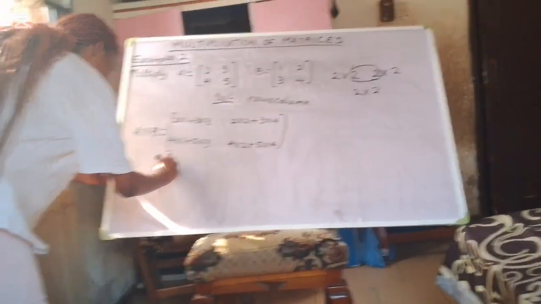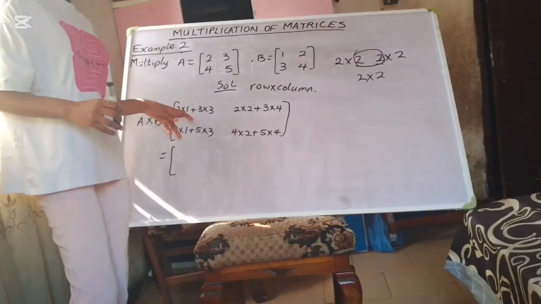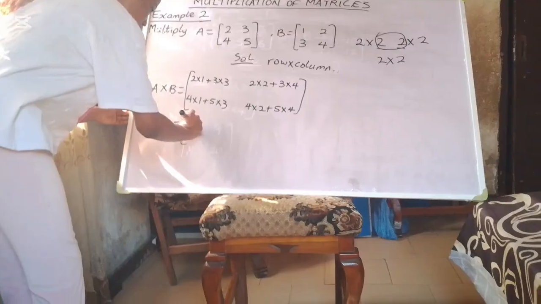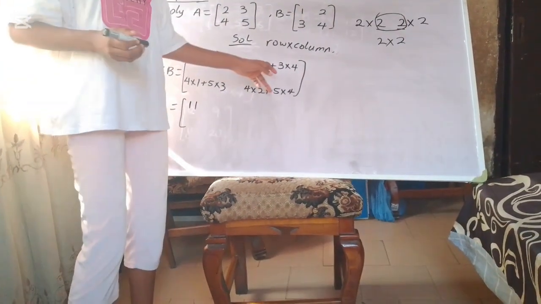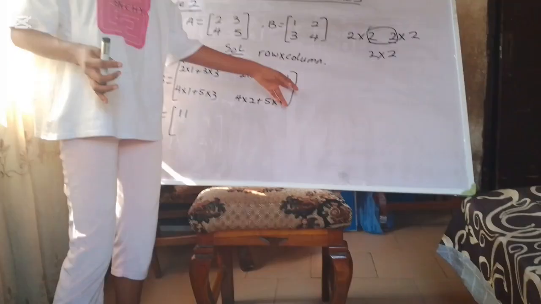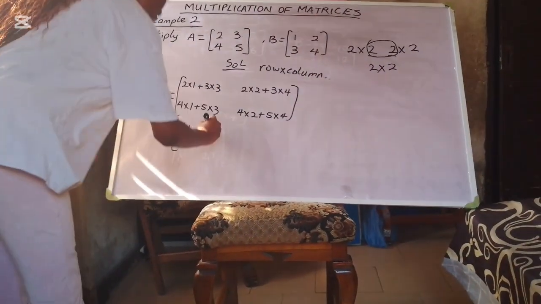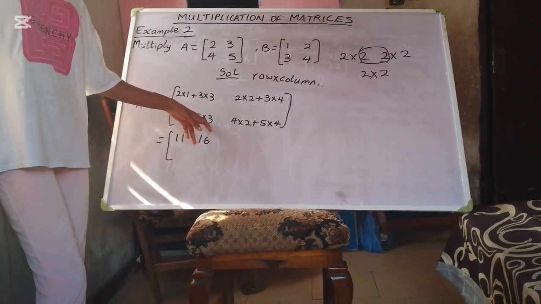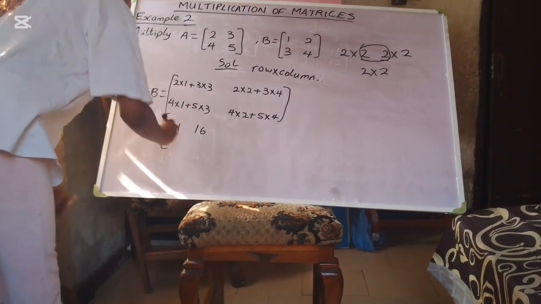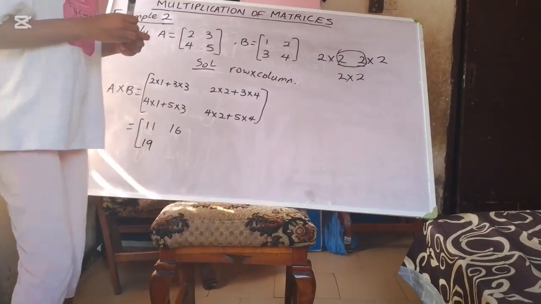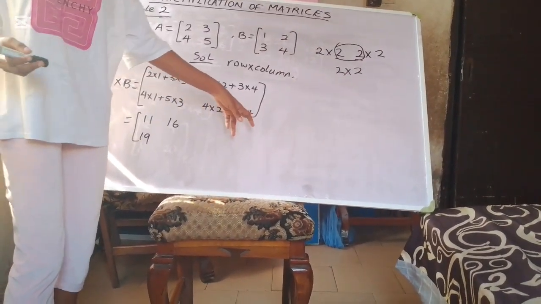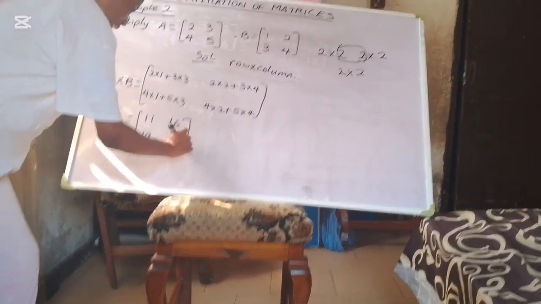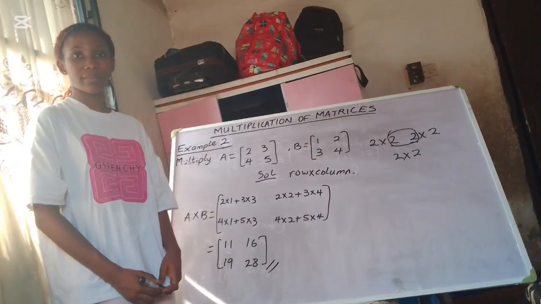So if we multiply here, 2 times 1 is 2, 3 times 3 is 9, so 2 plus 9 should give us 11. Then here, 2 times 2 is 4, 3 times 4 is 12, so 4 plus 12 should be giving us 16. Then down here, 4 times 1 is 4, 5 times 3, 15. So 4 plus 15 should give us 19. Then 4 times 2, 8, 5 times 4, 20. 8 plus 20 should give us 28. So this is our answer after multiplying.